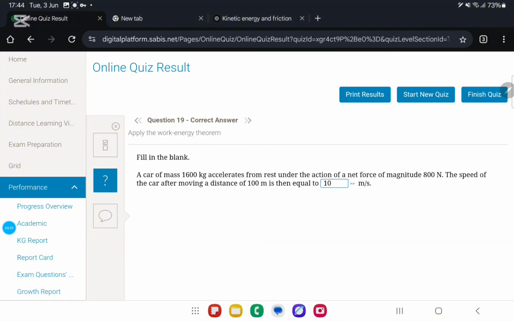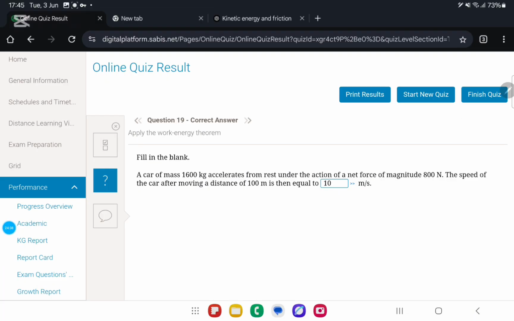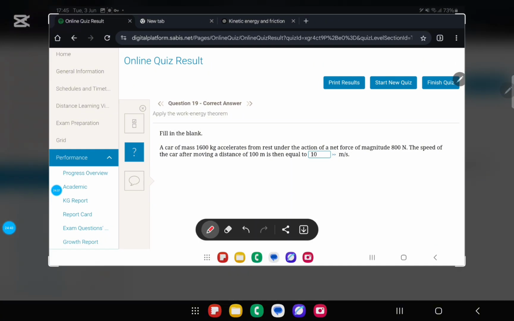A car of mass 1,600 kilograms accelerates from rest under the action of a net force of magnitude 800 Newtons. The speed of the car after moving a distance of 100 meters is then equal to what, in meters per second? Okay, they want us to find the final velocity, right? Now, from the last theorem, we're gonna use kinetic energy, but not only the kinetic energy rule. The kinetic energy rule is 1 over 2 mv squared, right? We're gonna use delta kinetic energy.